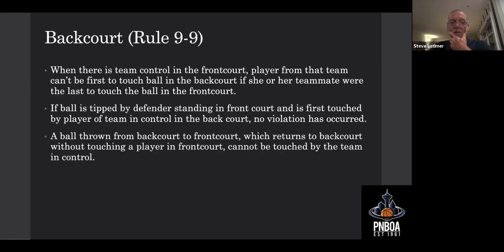And then a ball thrown from the back court to the front court, which returns to the back court without touching a player in the front court, can't be touched by the team in control. This is basically what we talked about with hitting the referee, right? If the ball gets thrown from the back court to the front court, hits the referee, and comes back into the back court, that player in the back court touches it, it's a violation.